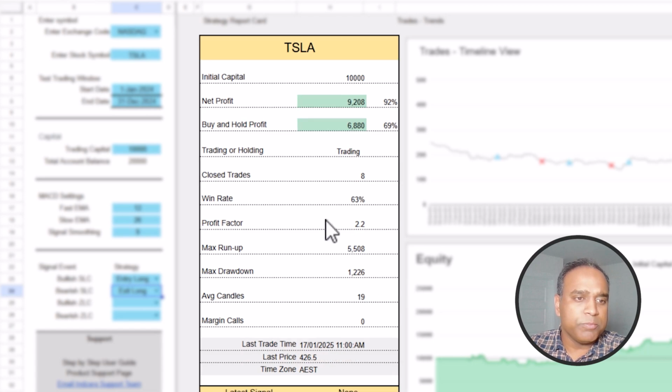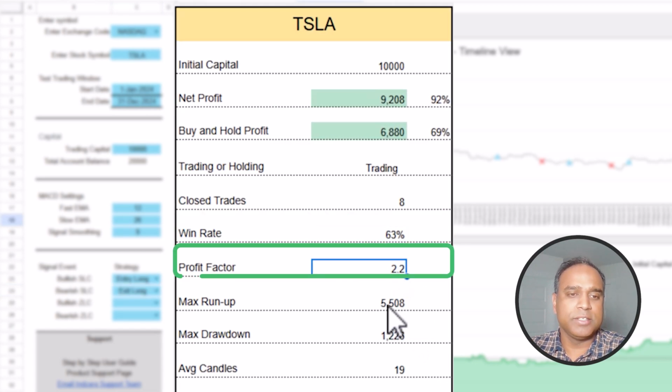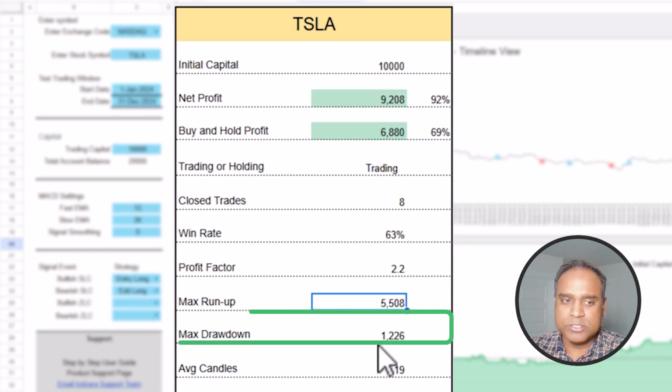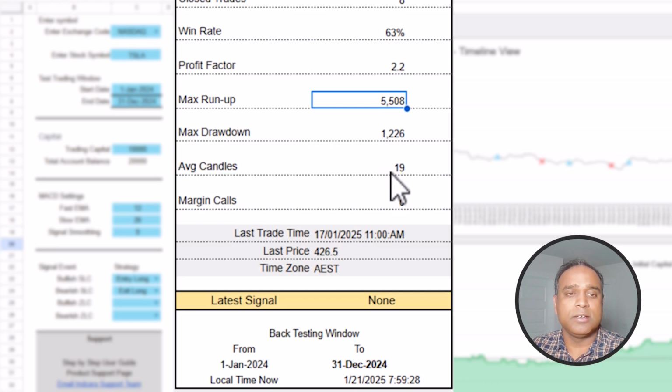The template not only gives you the final profit, but also gives you a lot of data points which are transparent to you so that you can fully understand the trading strategy results. Now, we saw the win rate, profit factor, then you have the maximum run up and drawdown, number of candles on an average trade, and then margin calls, if any.